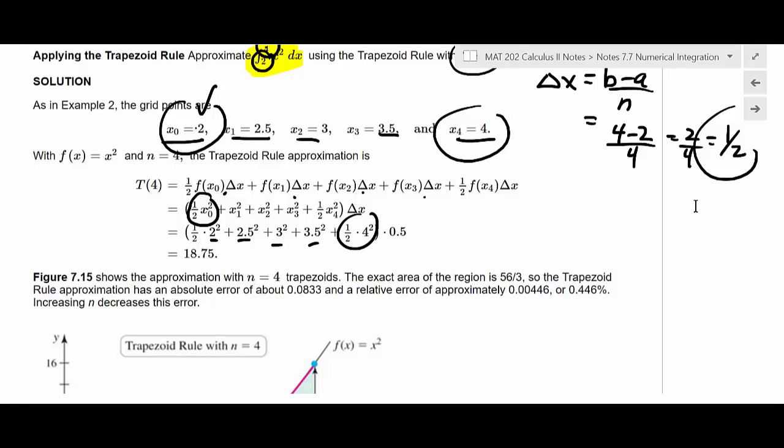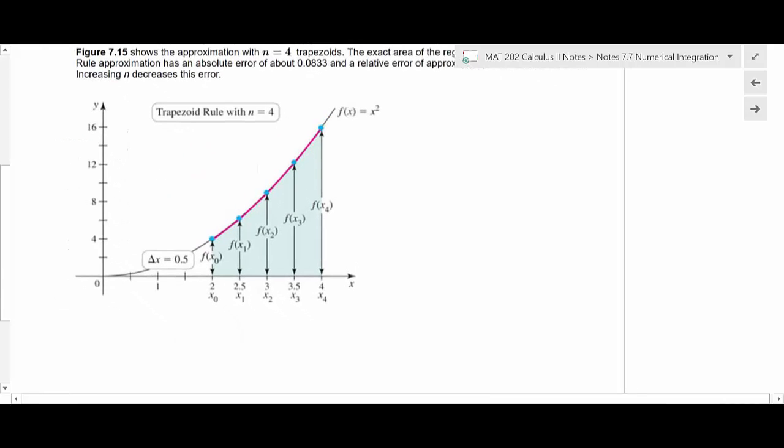Okay, the trapezoid formula is not that hard to do. You just got to remember half of the first function value, half of the last, and all the other function values are just without the half. So let me show you why that's the case. Okay, so I want you to write down, kind of in this diagram, I'll show you why this works out the way it does.